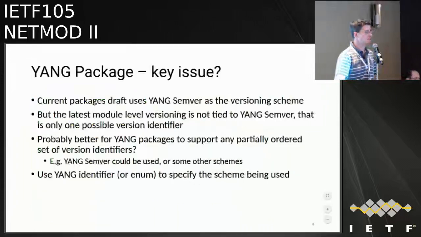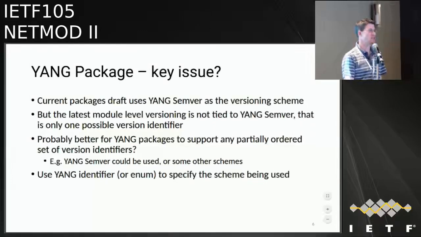And then the key question in terms of updating this draft. The current package draft uses Yang Semver as the versioning scheme, because that was based on the work that we did for IETF 104, where it looked like that was the versioning scheme we were going to use. But the latest module level versioning now has been decoupled. So the module revision handling and its concept of backwards compatible versus non-backwards compatible changes is separated from the versioning scheme that you're using. Yang Semver is one of the examples of the versioning scheme you could use. So I think probably it's better for Yang packages also to have that same decoupling, so for it not to be hard-coded to a particular semantic versioning scheme, but just to say it can use any scheme that's a partially ordered set of identifiers, and have that more flexibility, and allow Yang Semver as one example of what could be used in that case.